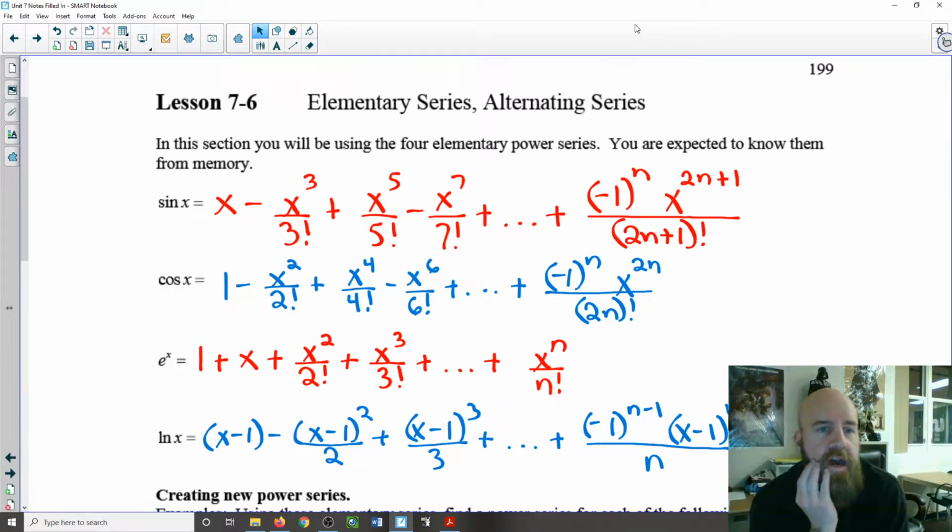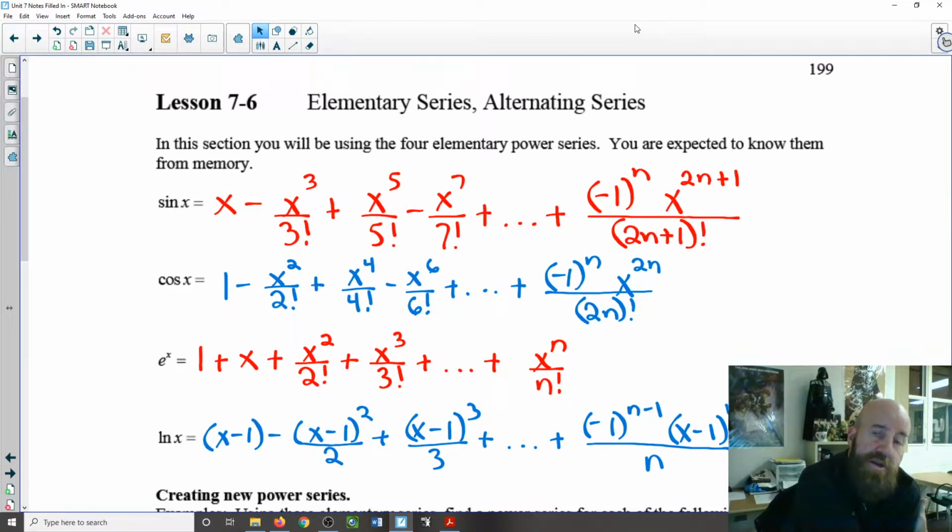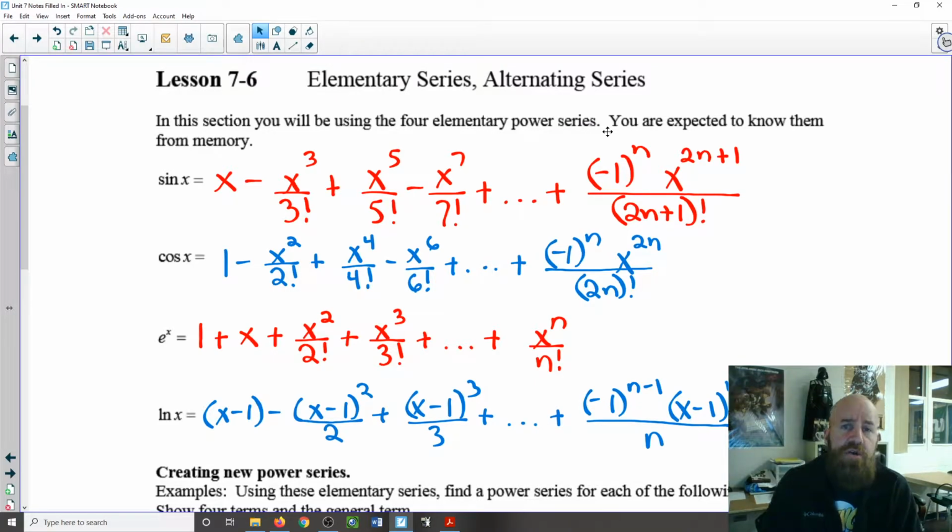Alright, so looking at our last section in this unit, we're going to be talking about elementary series and alternating series. So these are two things that we've looked at, so we're just kind of recapping. I'm going to do this in a couple videos. The first thing that we want to write down and make sure that we can easily write, create, like we've done in the past, or memorize.